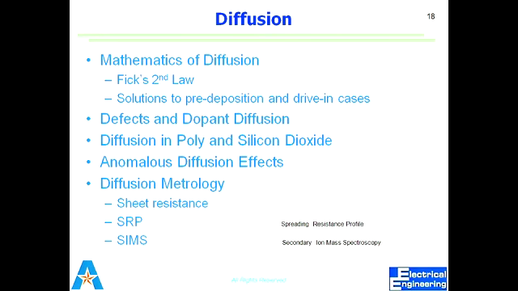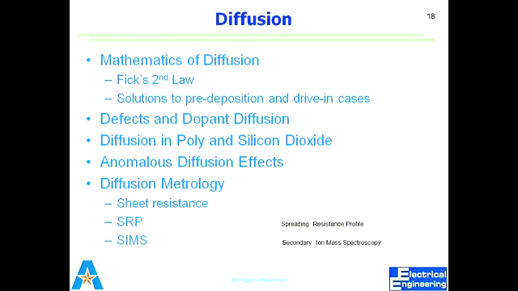Then we will talk about diffusion in polysilicon and silicon dioxide. Actually, these are just the names of the techniques that we'll be discussing later on. Then there are some anomalous diffusion effects. It means that Fick's equation, the equation that we will derive, in certain conditions does not give the right answer.